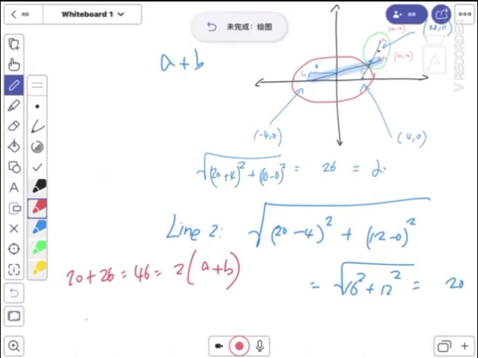Now, to find the minimum value of A plus B, we have to divide by 2. So 23 is indeed our answer to this problem.